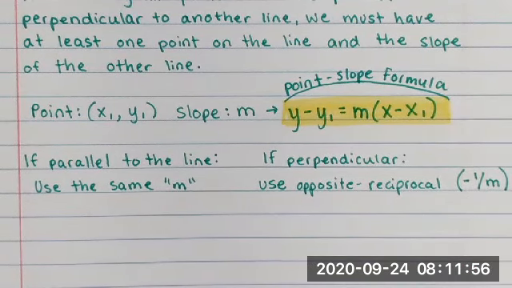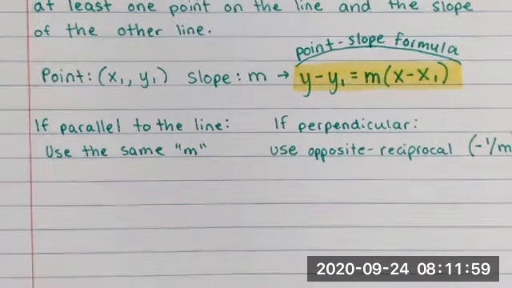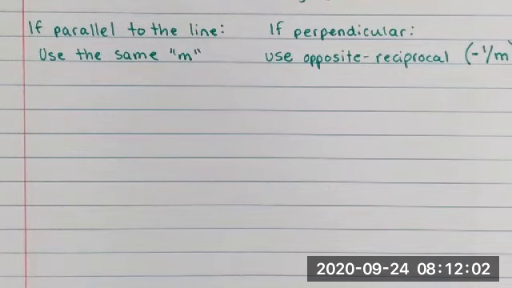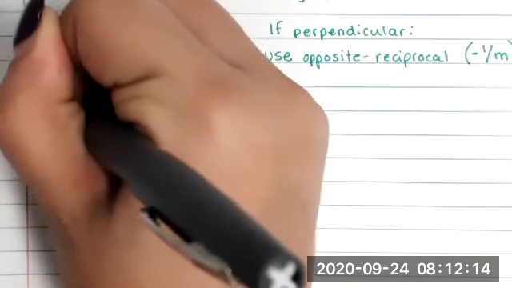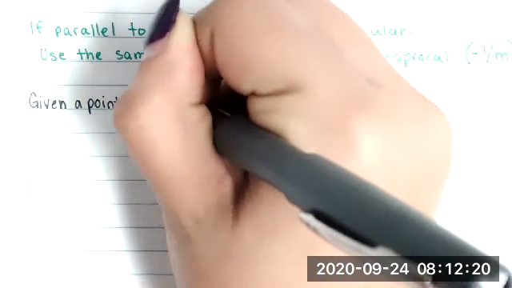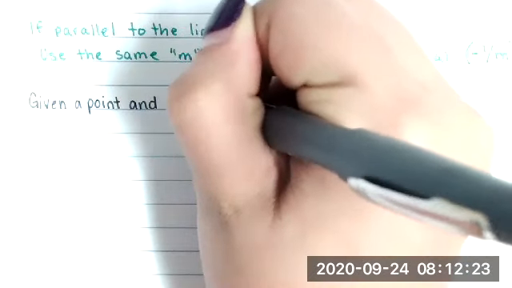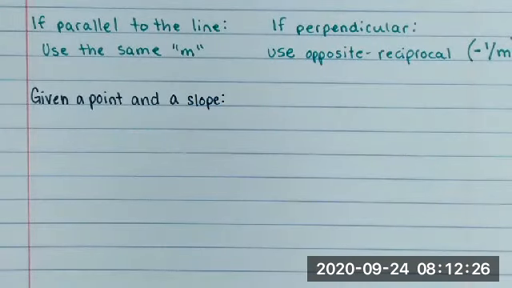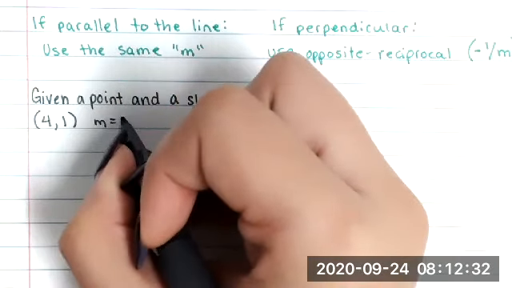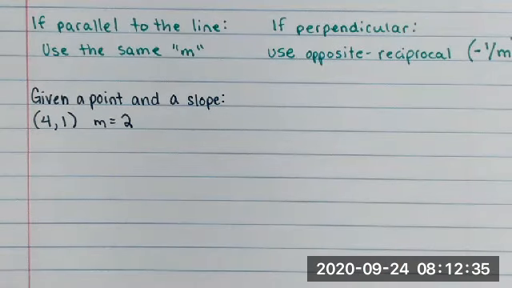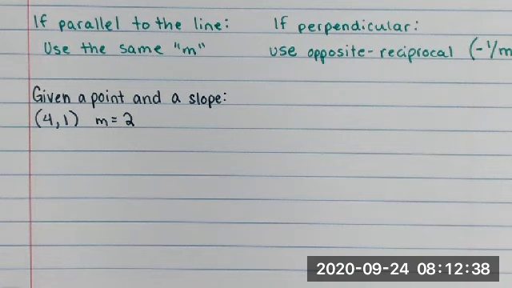All right, so let's take a look at some examples. So first, let's practice using point slope just to make sure we've got a good idea of it. So if we are given a point and a slope, then that tells us, hey, we can use point slope. Very simple. So right now, we're not going to worry about parallel perpendicular. We're just going to practice using point slope formula.